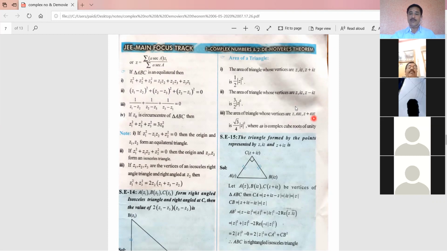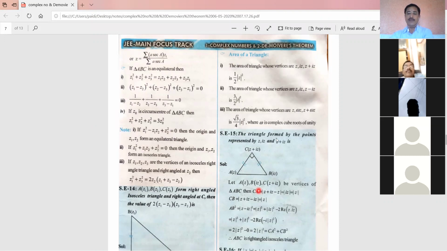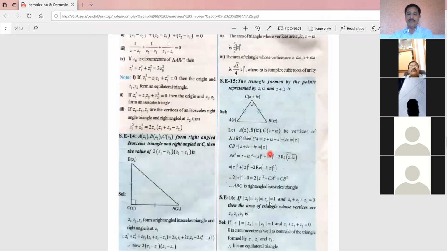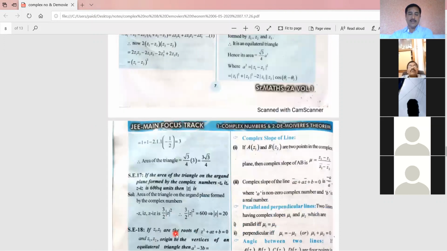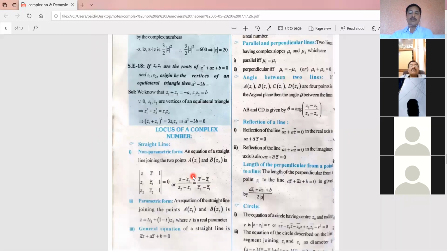Remember this point also. The three complex numbers z, omega z, z plus omega z always form an equilateral triangle with the length of the side equal to mod z. Therefore, its area is root 3 by 4 into mod z whole square. So these are some examples on these formulas, area of the triangle, right? Go through them, you can easily understand. Now another concept, locus of a complex number.